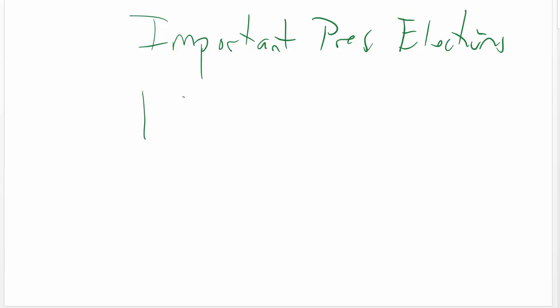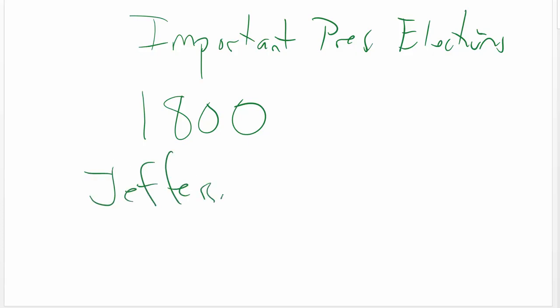So let's start with the 1800 election. It's between Thomas Jefferson and John Adams. Thomas Jefferson was a Democratic Republican. John Adams was a Federalist. John Adams was the president at the time. And what was Thomas Jefferson? His vice president. He was his vice president.